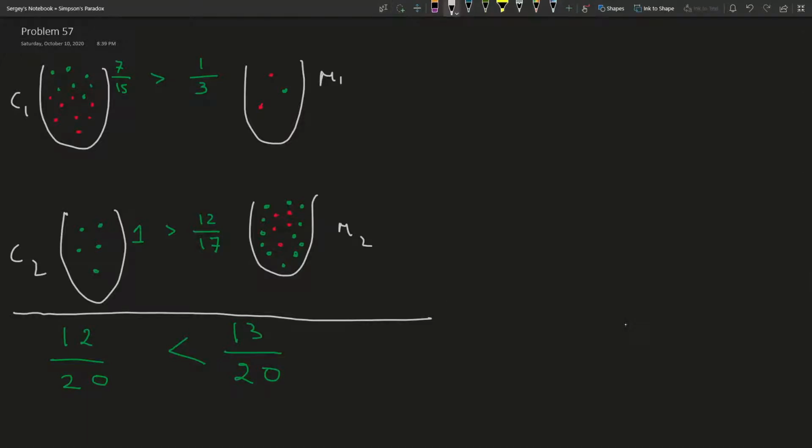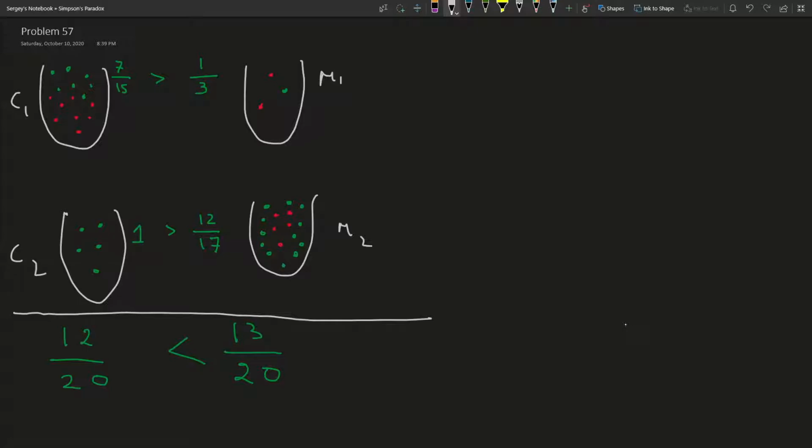In this problem, we look at a specific example of Simpson's paradox. We're given 4 jars. The 2 on the left are collectively labeled C, so we have jar C1 and jar C2, and the 2 on the right are jars M1 and M2. C1 contains 7 green gummy bears and 8 red ones. M1 has 1 green and 2 red ones. C2 has just 5 green gummy bears, and M2 has 12 green ones and 5 red ones.